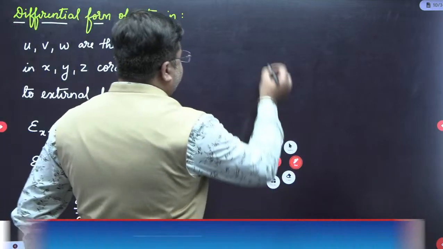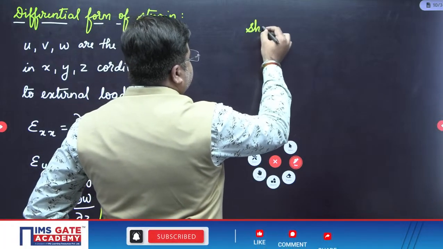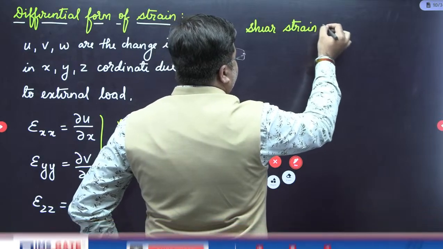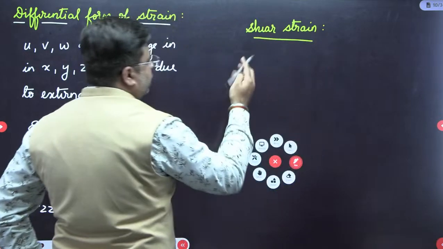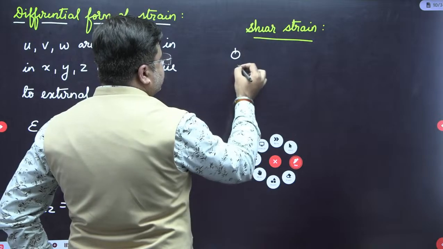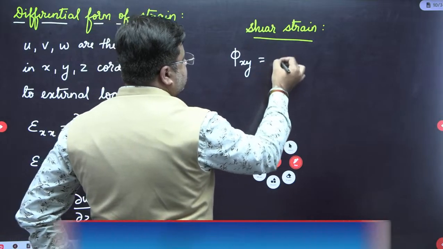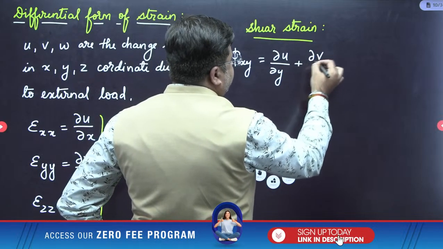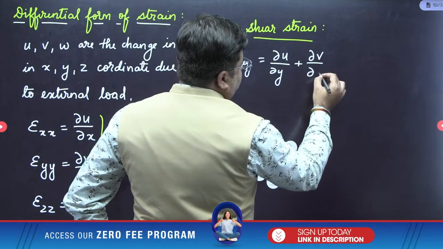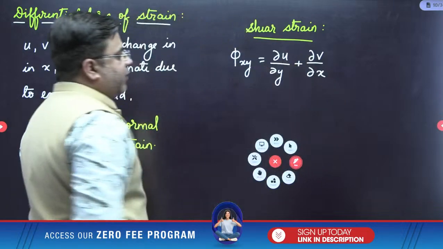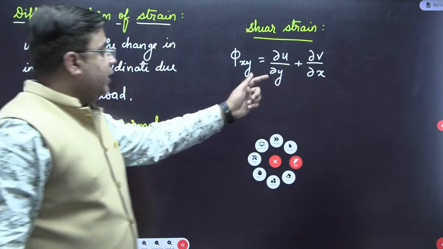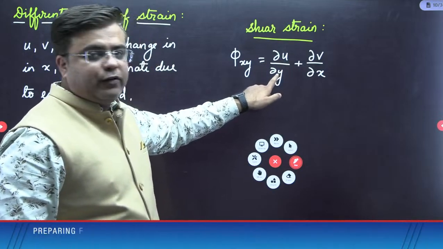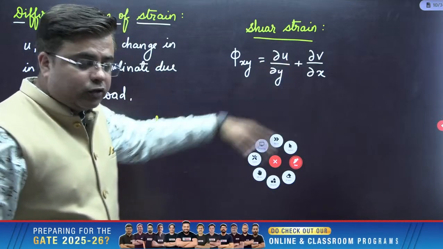Similarly, if you have to write down the shear strains, the differential forms of shear strains are like this. If you want to write down shear strain phi xy, the differential form of phi xy is del u upon del y plus del v upon del x, right? You have to just interchange. This is the change in x, therefore it has to be partially differentiated with y. Like that we used to remember, okay?